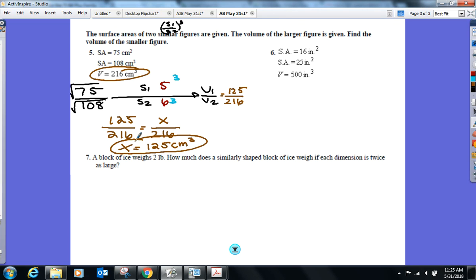Okay, I'm going hands off here. Let's see what you can do for the next one. I give you the surface areas, but I want the volume of the smaller one still. Volume of the smaller figure. So first thing, okay, this guy's asking me for the volume, so I need the volume ratio. That's your first job. From surface area, get to the volume ratio. You got it.